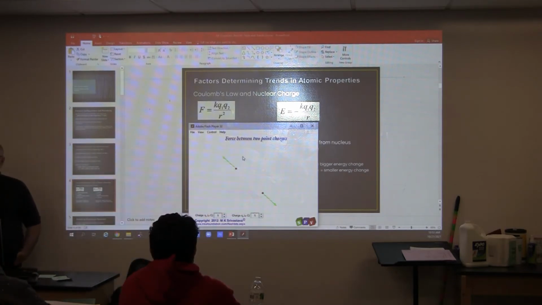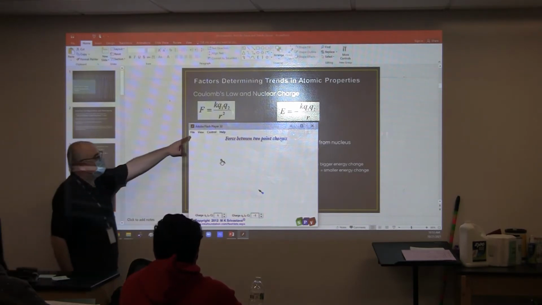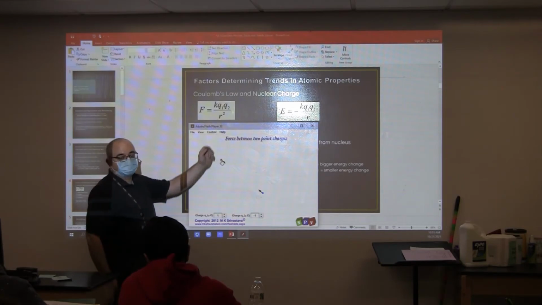Now, if I want to show an attractive force, I can start by first turning off one charge and then going the other way, making it negative. You see now the arrows point toward each other? This is indicating attraction. Right now I have two equal and opposite charges. If I move them farther apart, the attraction weakens. Again, consistent with Coulomb's law.